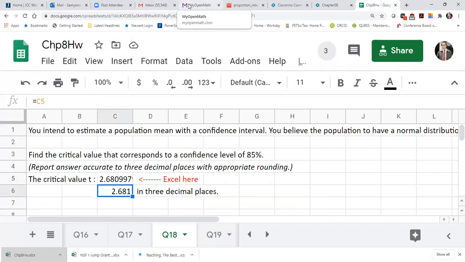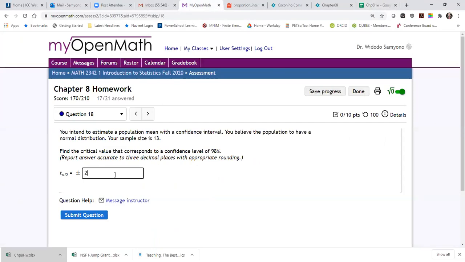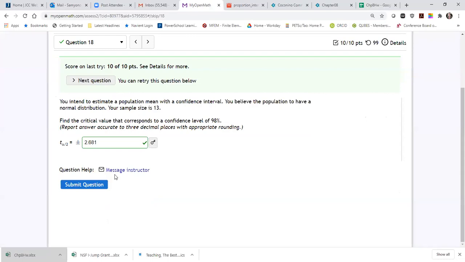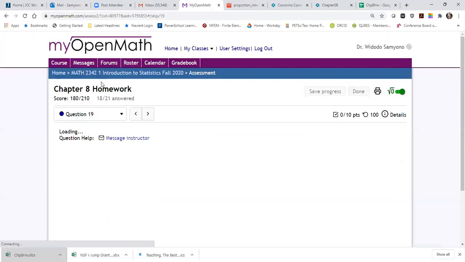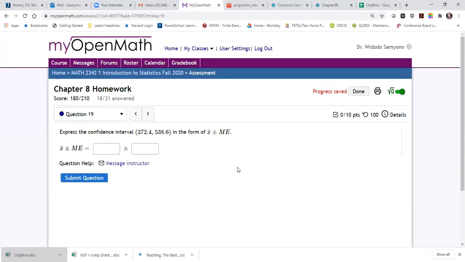2.68. Yeah, it's the same thing, right? On the left side you add it and divide by 2. On the right side you subtract the right side with the x, so you got the ME, right? Okay.